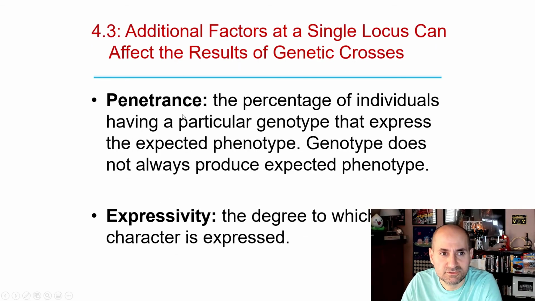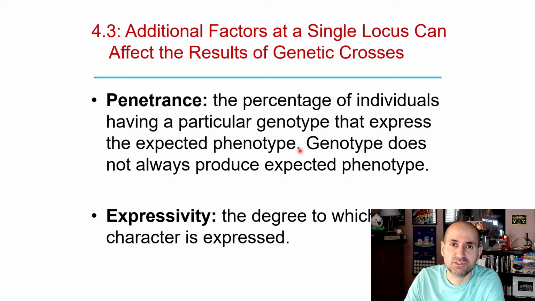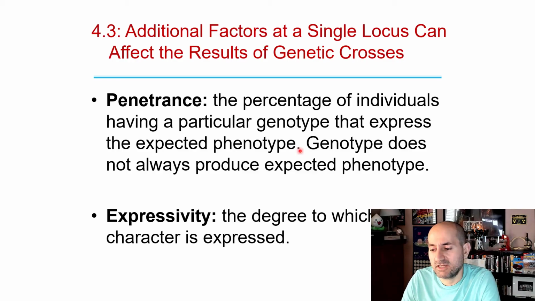So here's another concept: penetrance. Penetrance is the percentage of individuals with a particular genotype that show the corresponding phenotype. Just because you have a genotype, like an allele for something, doesn't mean you're going to express it. Even if it's a dominant allele, it doesn't necessarily mean that 100% of people will express that phenotype. This is penetrance. And then there's expressivity, which is the degree to which the character is expressed.